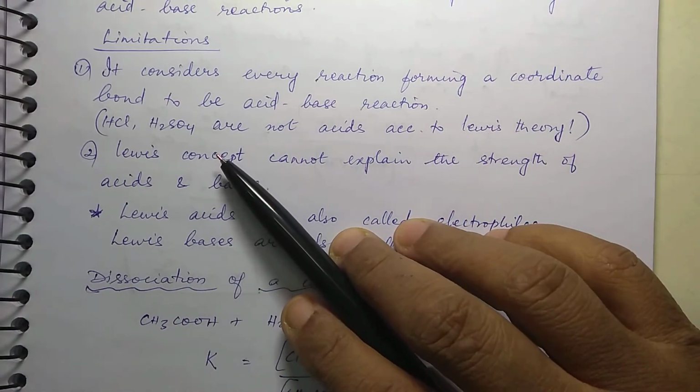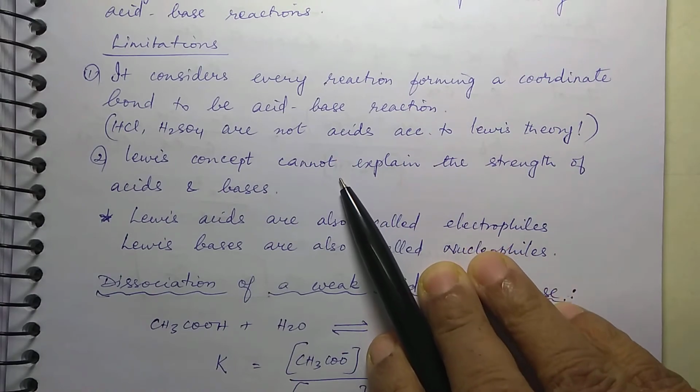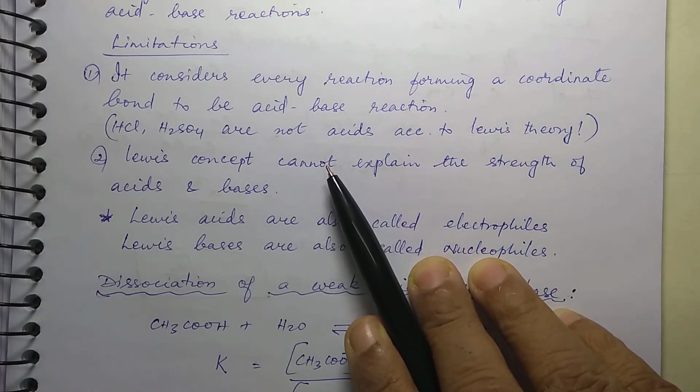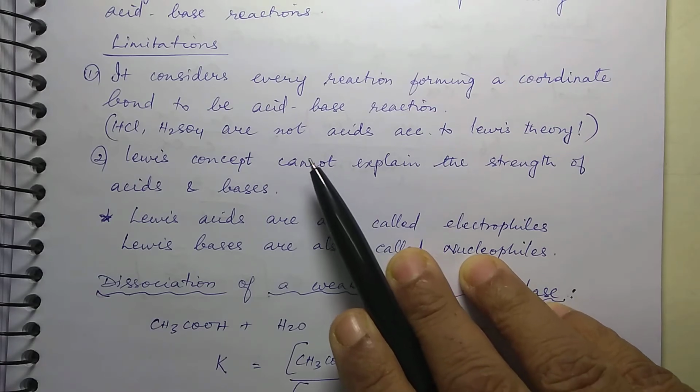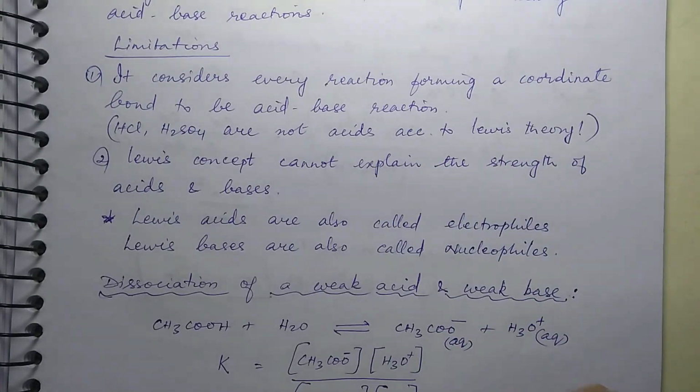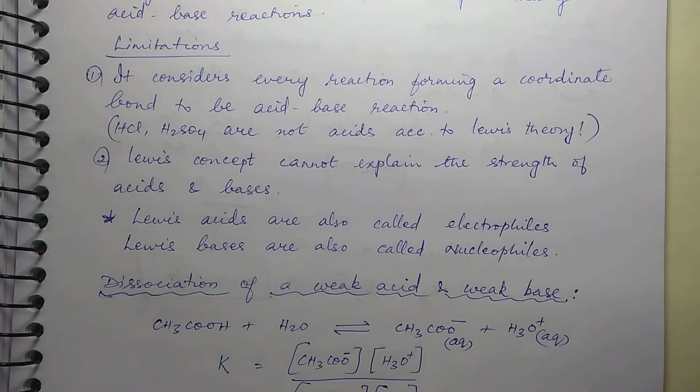Now HCl and H2SO4 are not acids according to Lewis theory, because Lewis acids are electron pair acceptors. Now from where can you show HCl and H2SO4 accepting a pair of electrons? Right? Okay. Lewis concept cannot explain the strength of acids and bases. It does not explain. Right? So these two are the main limitations of the Lewis concept.